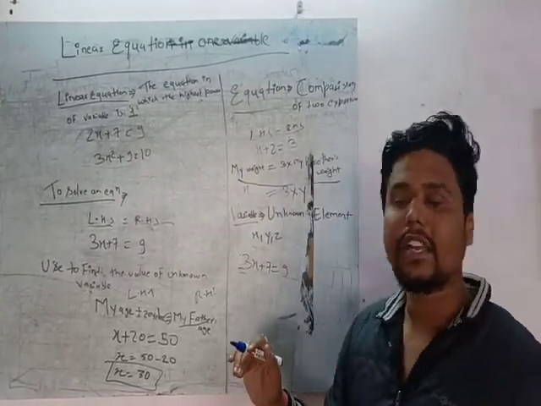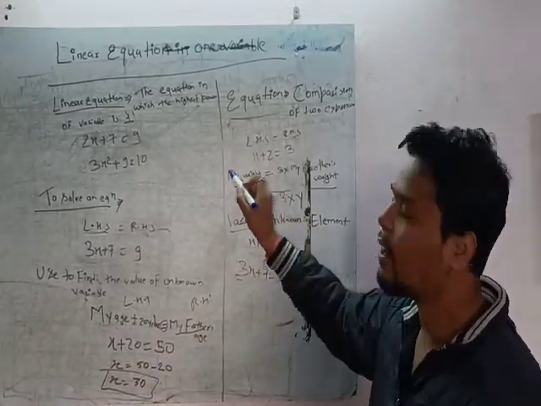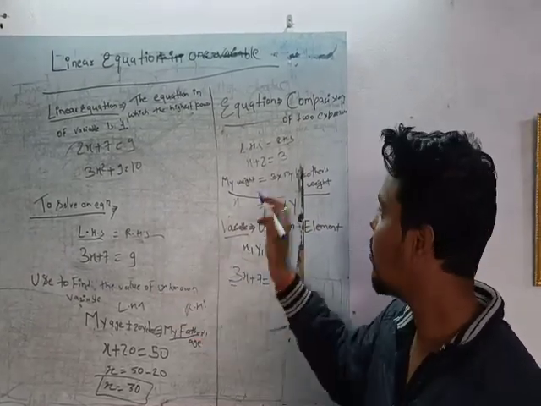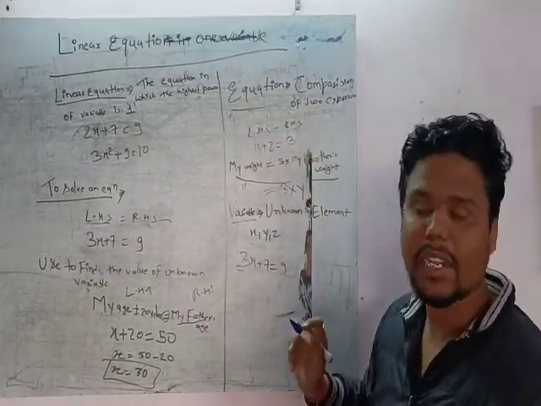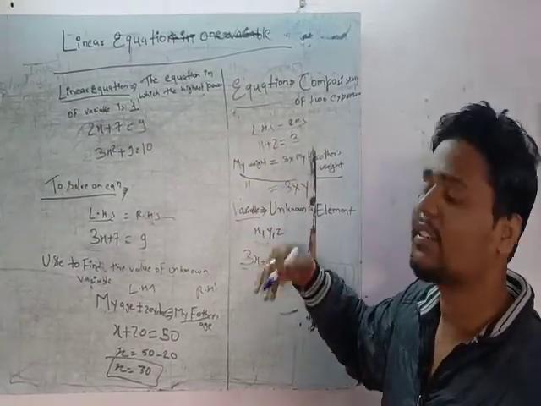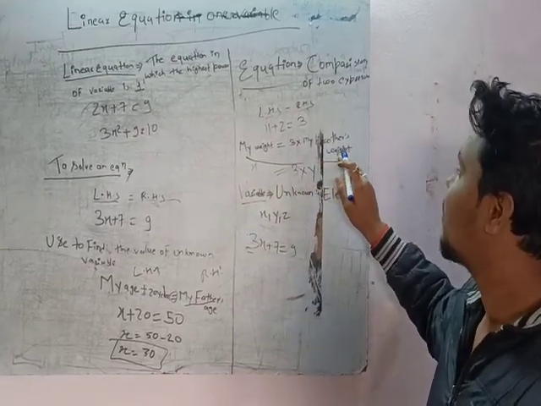How do we compare any two expressions? There must be a left hand side and there must be a right hand side, and it must be equated. So left hand side must be equal to right hand side. This is how we compare any two expressions. So this is an example of an expression: my weight is equal to 3 times my brother's weight.